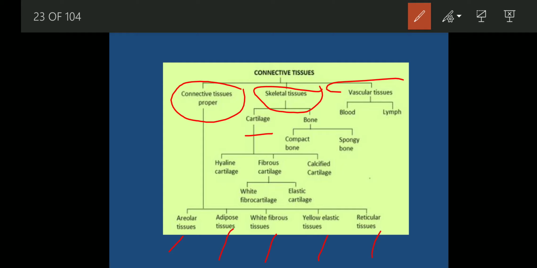In detail we'll be studying in the bones locomotion part. Right now we need to just go through a brief detailing. Next, in bone, there are compact bone and spongy bone. Vascular tissue similarly is of two types, that is blood and lymph.